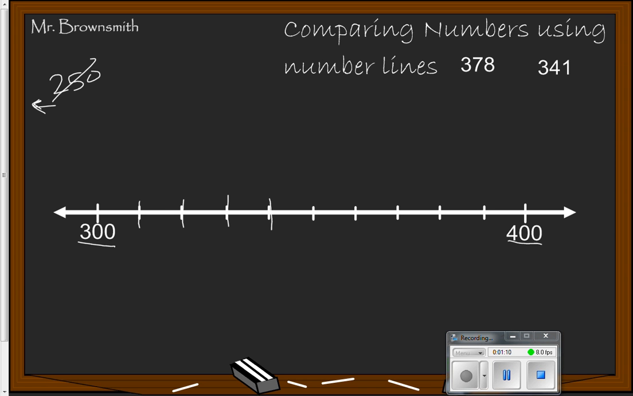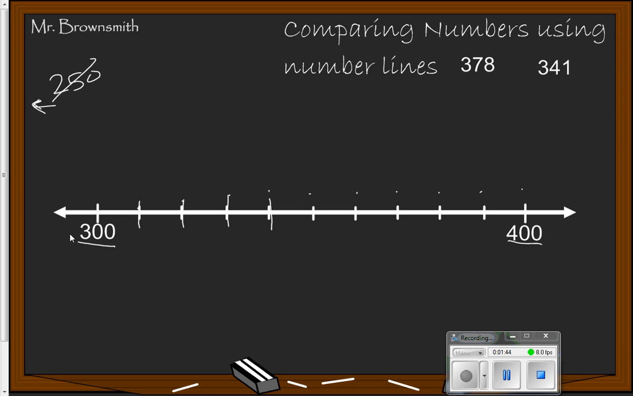Now we have to figure out how many dash marks there are between 300 and 400. So we can count those. We got 1, 2, 3, 4, 5, 6, 7, 8, 9, and 10. So it looks like it's going up by tens. What I tell some of you guys is that you need to try out some stuff. See if it works. See if it goes up by ones. Will it make sense to go 301, 302, 303, 304, 305? No, it doesn't. We'll never get to 400 that way.